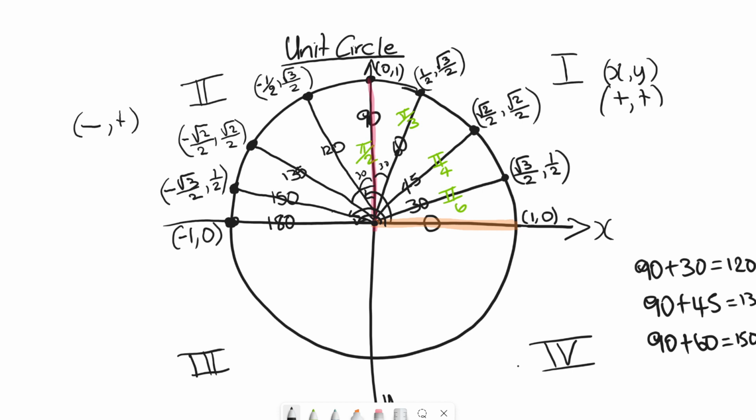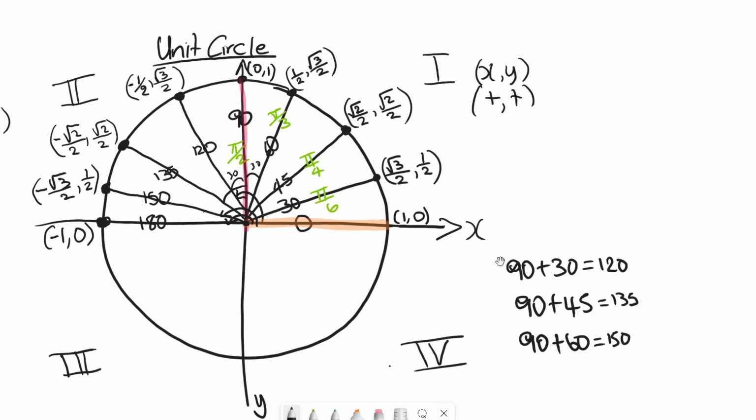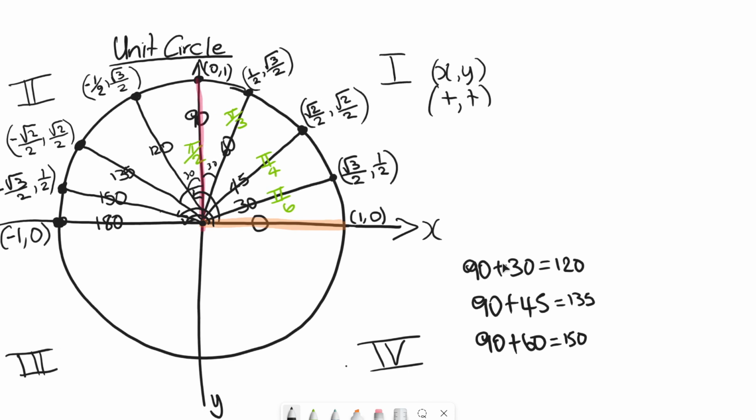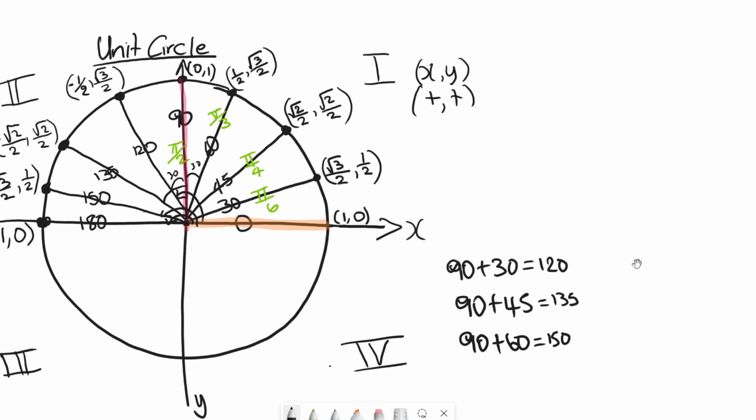Okay, so now let's look at our radian measures. In the previous example, we looked at how to convert our degrees to radians, but we can look at it again. To convert from degrees to radians, we're going to multiply our degrees by pi over 180. So let's start with 120 degrees, multiply by pi over 180.